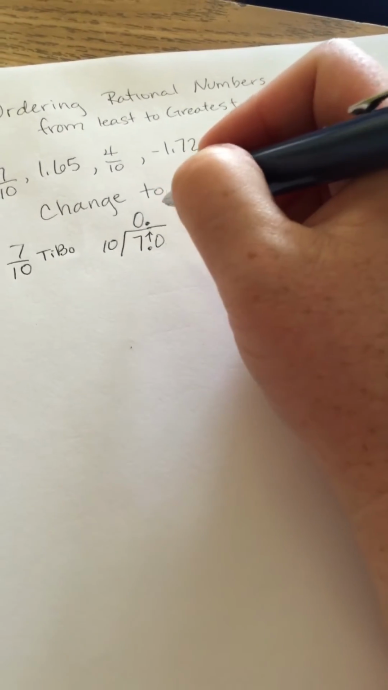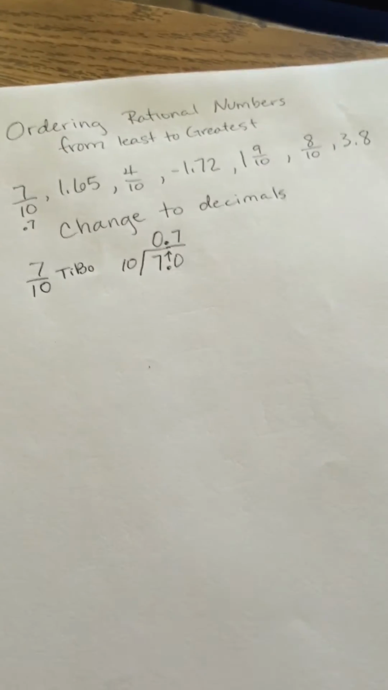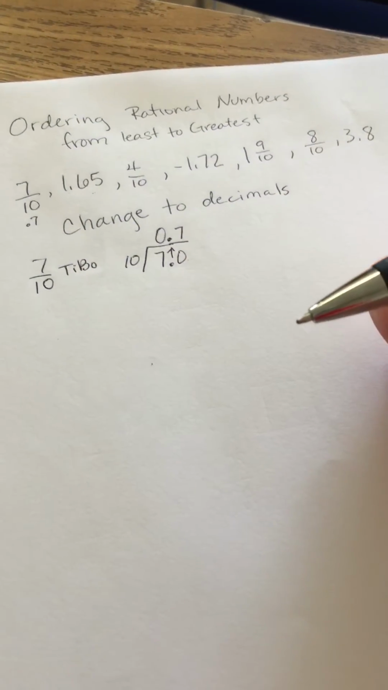So now does 10 go into 70? Yes, it does, 7 times. All right, let's write 0.7 right down here so we know we finished that one. We don't have to change 1.65, it's already a decimal.